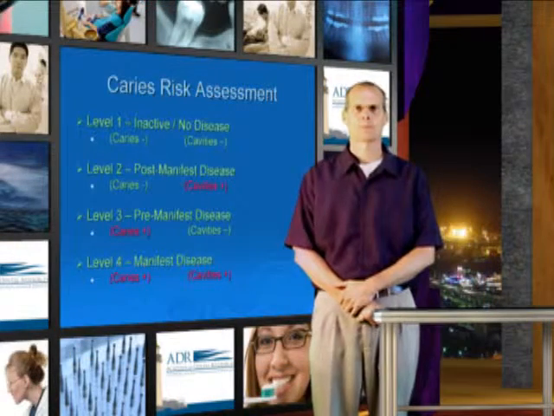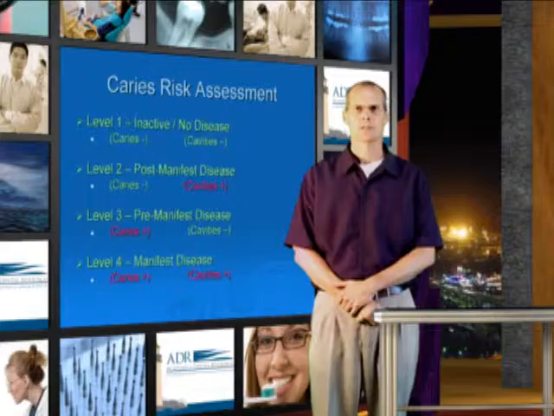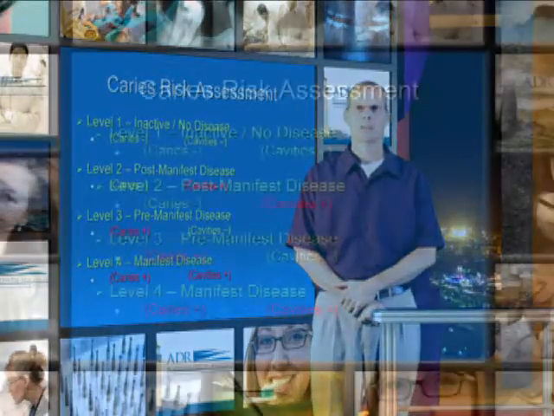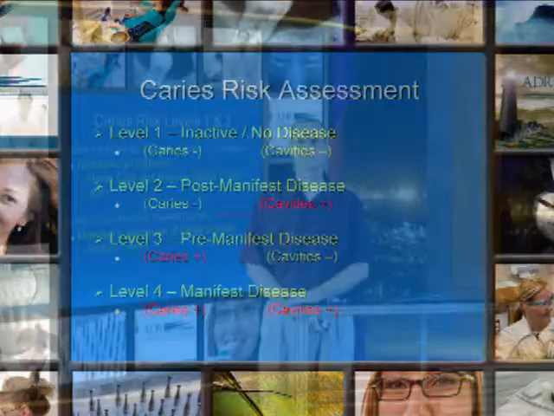Caries risk assessment. Level 1 is inactive, there's no disease. There's no caries process and there's no cavities. Level 2 is post-manifest disease. No caries process with cavities. Level 3, pre-manifest disease. A positive caries process activity going on and there are no cavities. Level 4 is a manifested disease. Caries process is present and there are cavities.